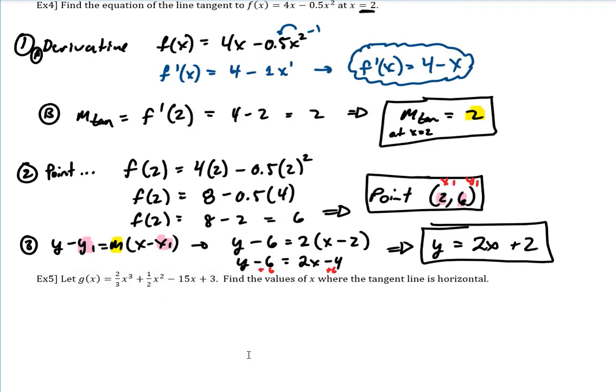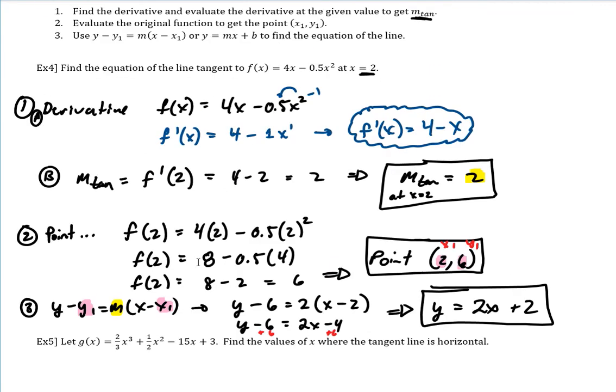Okay, so I'm going to pause. This is a little bit different. This has a different variety to it, so I'm going to pause and do that separately.